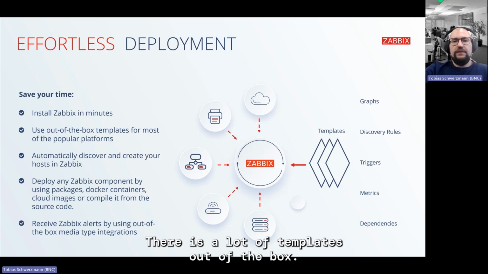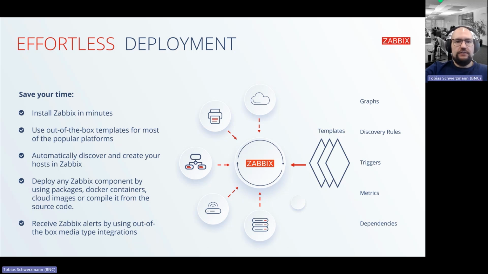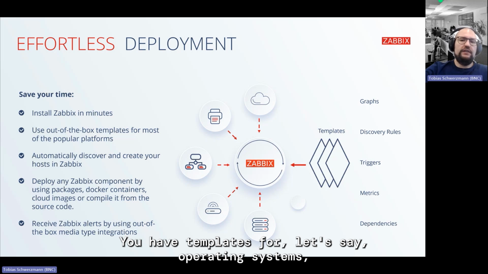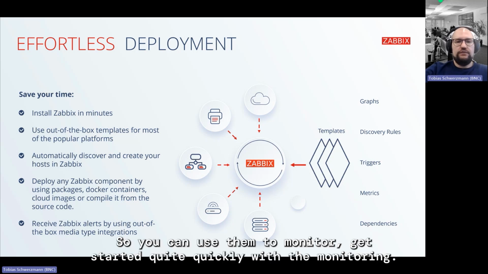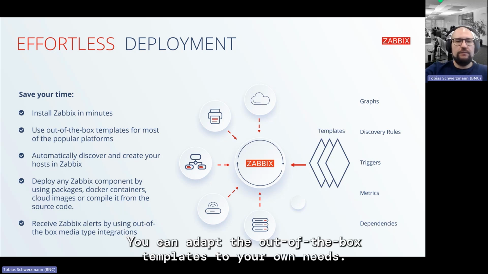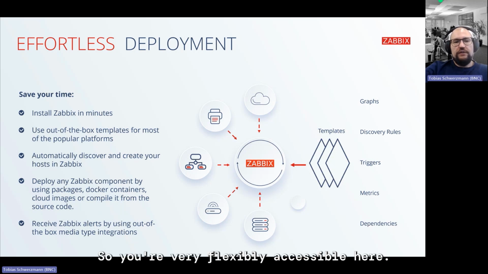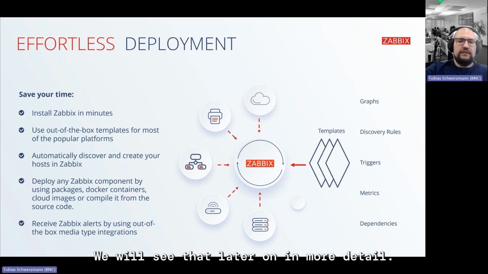There are a lot of templates out of the box. A template is like a collection of monitoring targets and alerts and everything grouped into one. So you have templates for, let's say, operating systems, for network devices, for some applications, for cloud vendors, and all different stuff. You can use them to get started quite quickly with the monitoring. You can also create your own, or adapt the out-of-the-box templates to your own needs, so you're very flexible here. You can automatically discover and create hosts. We will see that later on in more detail.